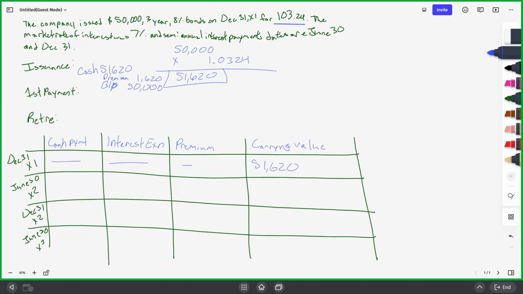We don't have any payments or any of that for the first year. So first, how are we going to find our cash payment? Multiply the par value times the contract rate. Par times contract. In this case, this would be our 50,000 times, do we use the 8% or do we do something to it? Divided by 2. And we get 2,000. Do our cash payments ever change? No.